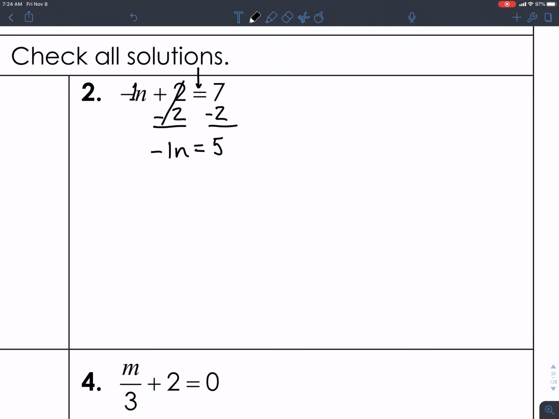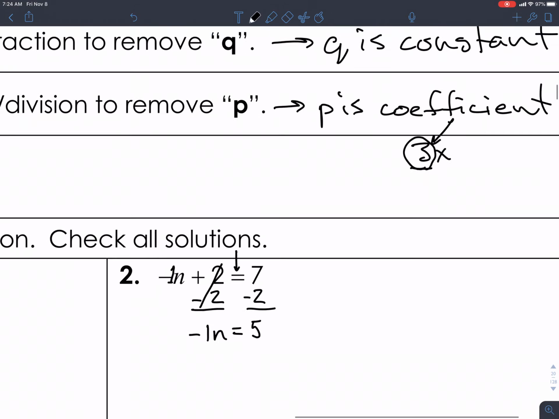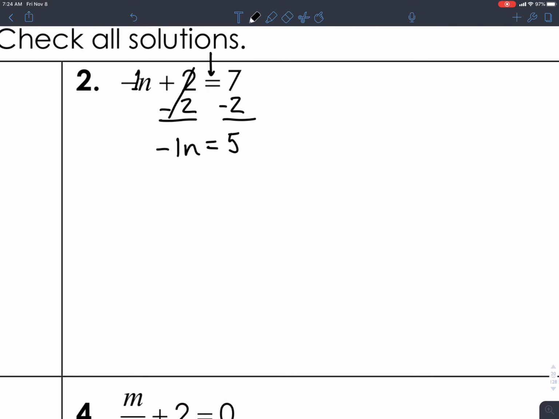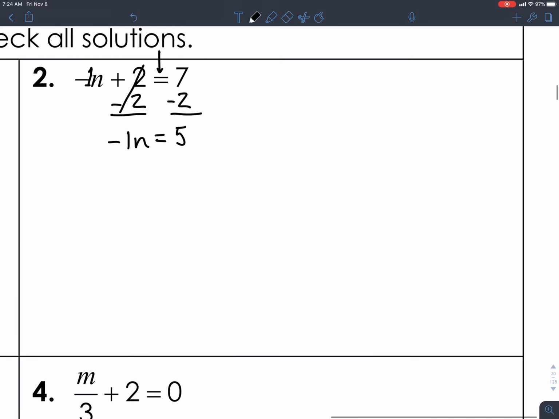Are we done? No, because now we've got to get rid of what is thought of as the P in our steps up here. We got to get rid of the coefficient that is with the variable. And in this case, it's a -1. It's -1 times n is how you would read that. Remember, a number next to a letter or a variable is always multiplication. It doesn't matter what the number is.